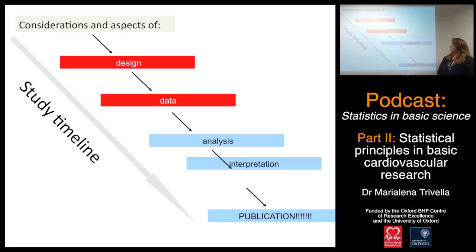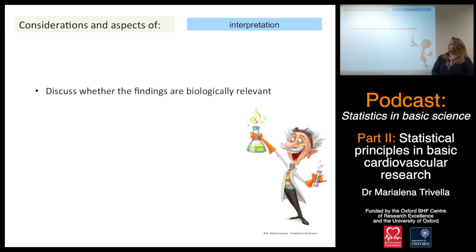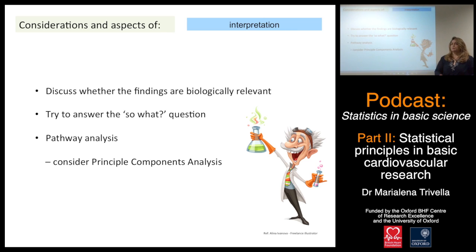Finally, we have come to the interpretation stage. The considerations we need to think about here are really to discuss whether the findings are biologically relevant, first of all. We have to answer the question, so what? So what if the numerical values look all very significant? Does it actually make a difference in our policy, in our treatment of patients, in our further research, in anything at all, in fact? If we have gone down the pathway analysis route in our basic research, perhaps we'd like to consider principal components analysis at this stage.